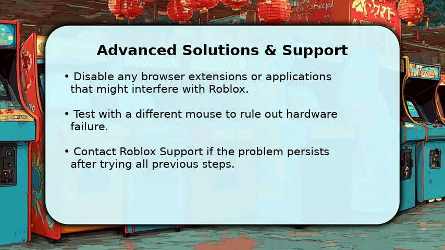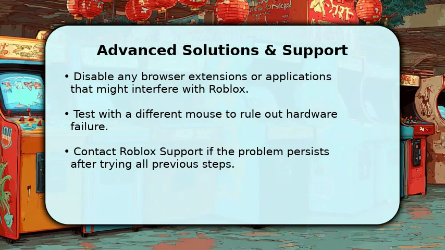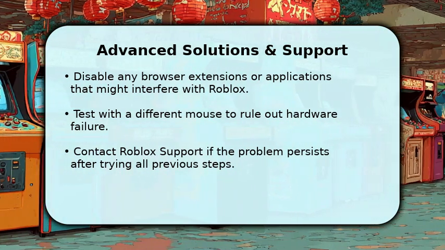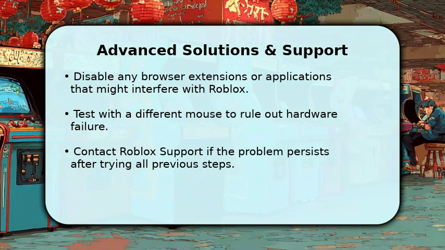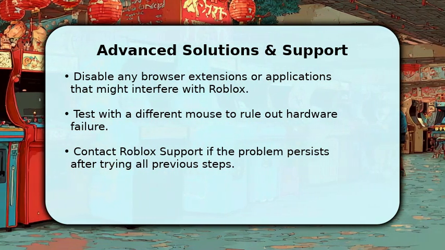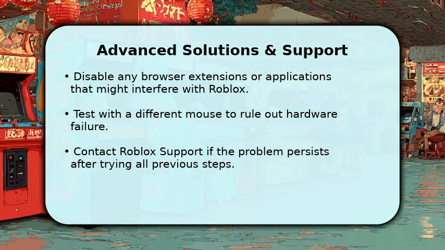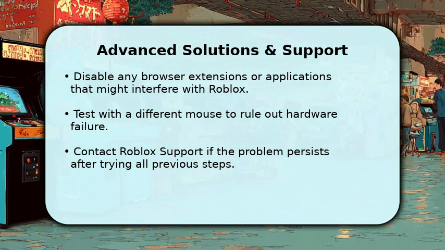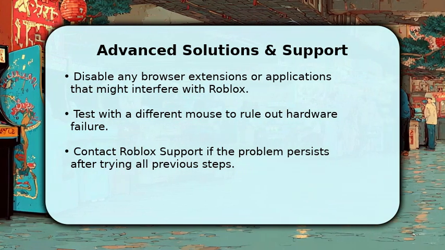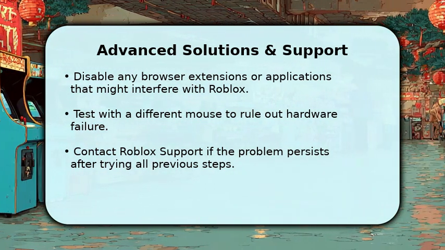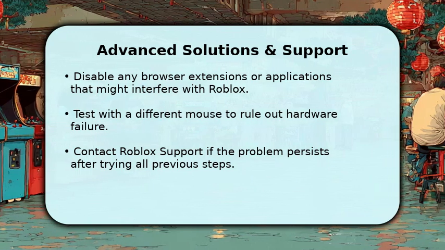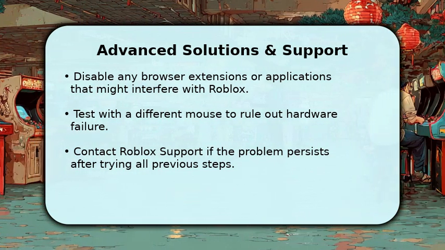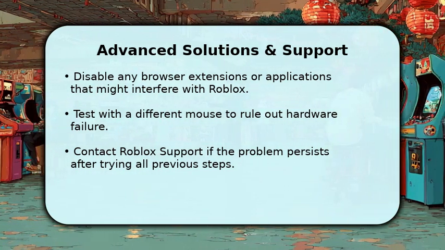For more advanced solutions, try disabling any browser extensions or background applications that could be interfering with Roblox's performance. If you have access to another mouse, test it to rule out a hardware malfunction with your current device. If, after trying all these steps, your mouse still isn't zooming in Roblox, it's best to reach out to Roblox support directly. They can provide personalized assistance for persistent issues.